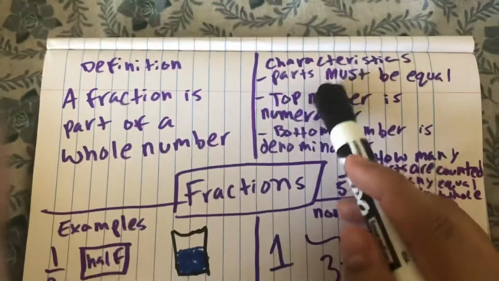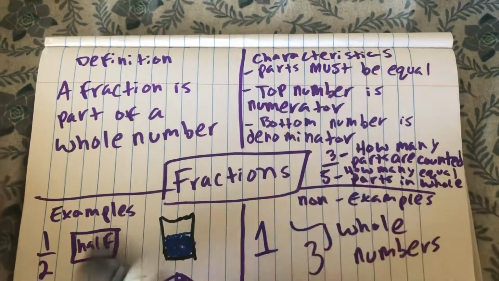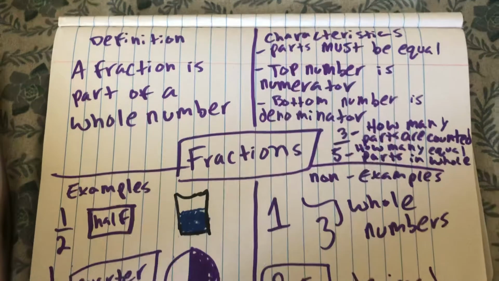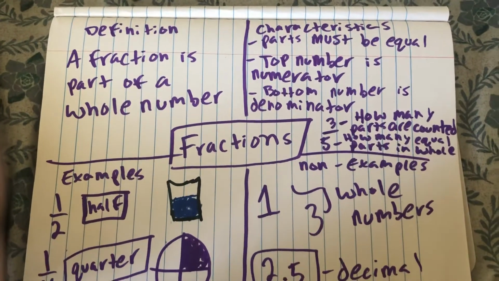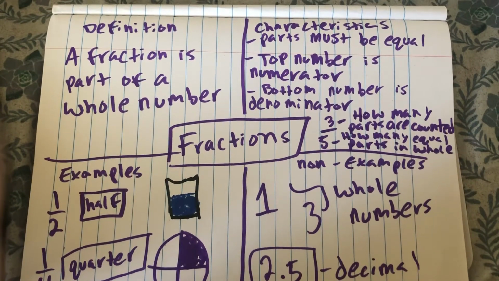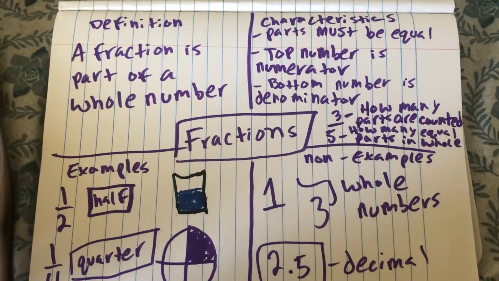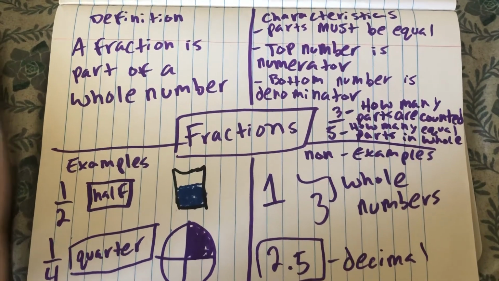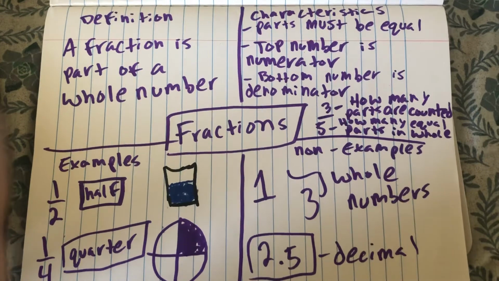Characteristics, okay? So the parts must be equal, right? So going back to our pizza example, those 8 slices equal that one whole, okay? It cannot be unequal. It has to equal something, right? So once again, think about the pizza. 8 slices equals one pizza, all right?